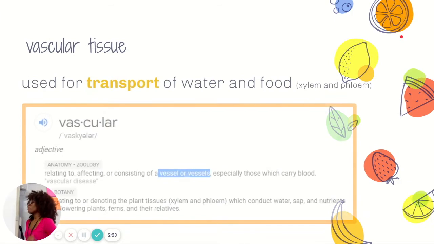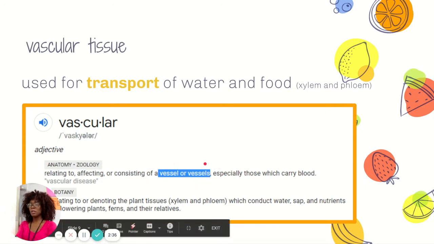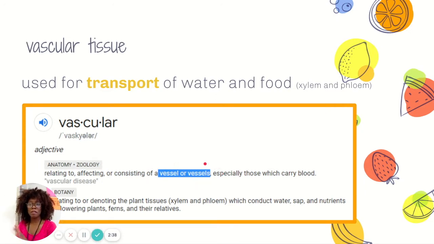Okay, so there are 3 main tissue types that we're going to talk about really quickly just so you have an idea. So there's vascular tissue. You probably already know this, but vascular refers to vessels. So like your blood vessels and arteries and veins and all of that, those are vascular tissues of the human body.